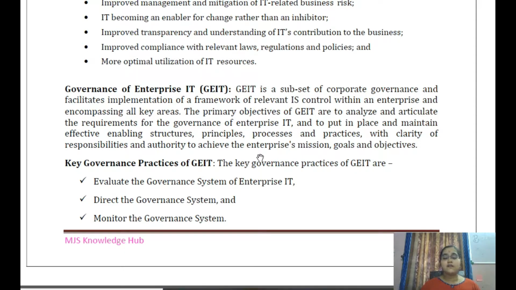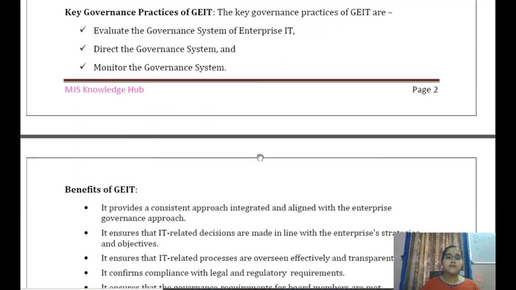Then what are the key governance practices of GEIT? The key governance practices of GEIT are evaluate the governance system of the enterprise, direct the governance system and monitor the governance system. We try to evaluate where the need is required for the governance of enterprise IT, then direct the governance system to go to the place and provide the services, and then after the implementation, monitor the governance system, how the system is now working. So these are the key governance practices.